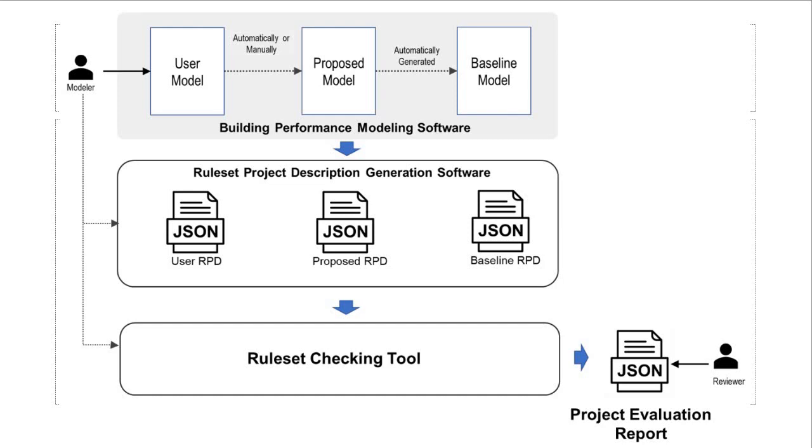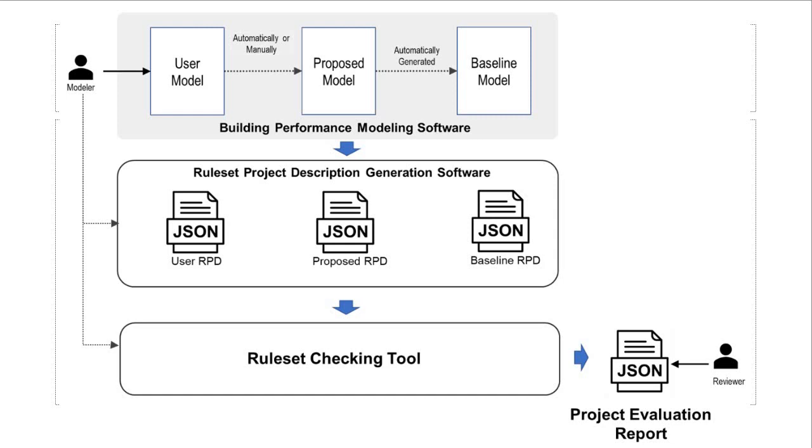Here's a more graphic representation of the expected process. The top box shows the modeler creating the proposed and baseline buildings. Sometimes the software helps with that. Then the createRPD file or software is that middle box and is what creates the RPD file or files that contain the information from the building models, like a very detailed form being filled out automatically.